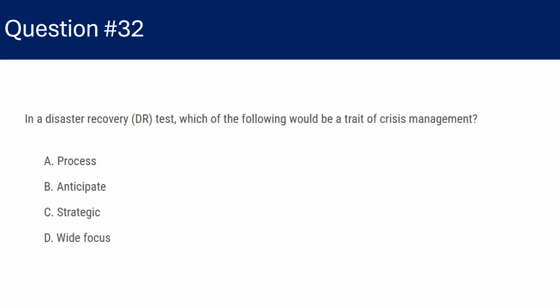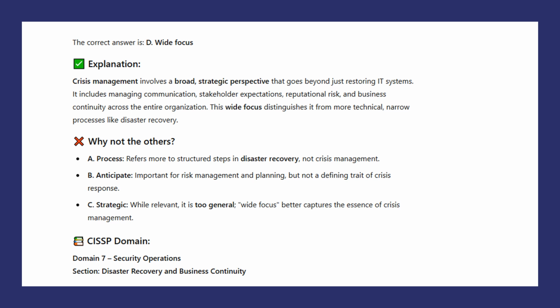Question 32. In a disaster recovery test, which of the following would be a trait of crisis management? A. Process. B. Anticipate. C. Strategic. Or D. Wide focus. The correct answer here is D, wide focus.